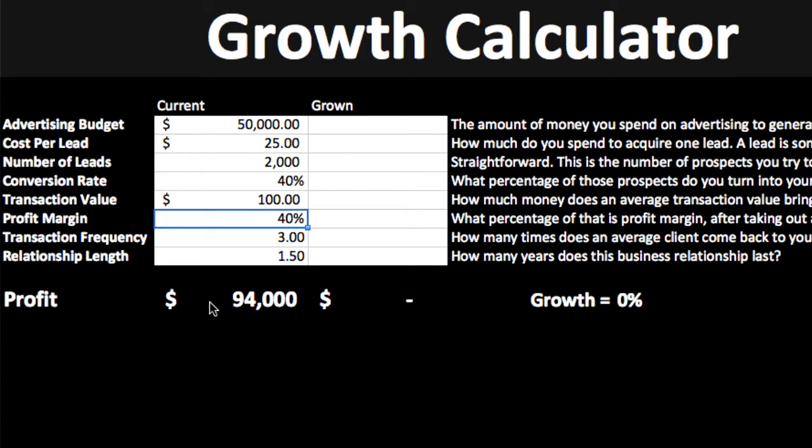Now, let's move on to transaction frequency. How many times does an average client come back to you each year? If someone buys from you today, you already have their trust. You've spent some money acquiring that client. You've spent some money acquiring those leads in order to get that client. But if they keep coming back to you again and again, you don't have to spend as much money marketing or advertising to them as you did in order to first acquire them.